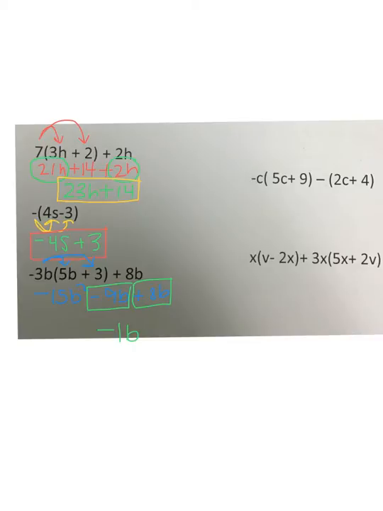And don't leave any term behind. So -15b squared needs to be brought down. So your final answer should be -15b squared minus 1b.